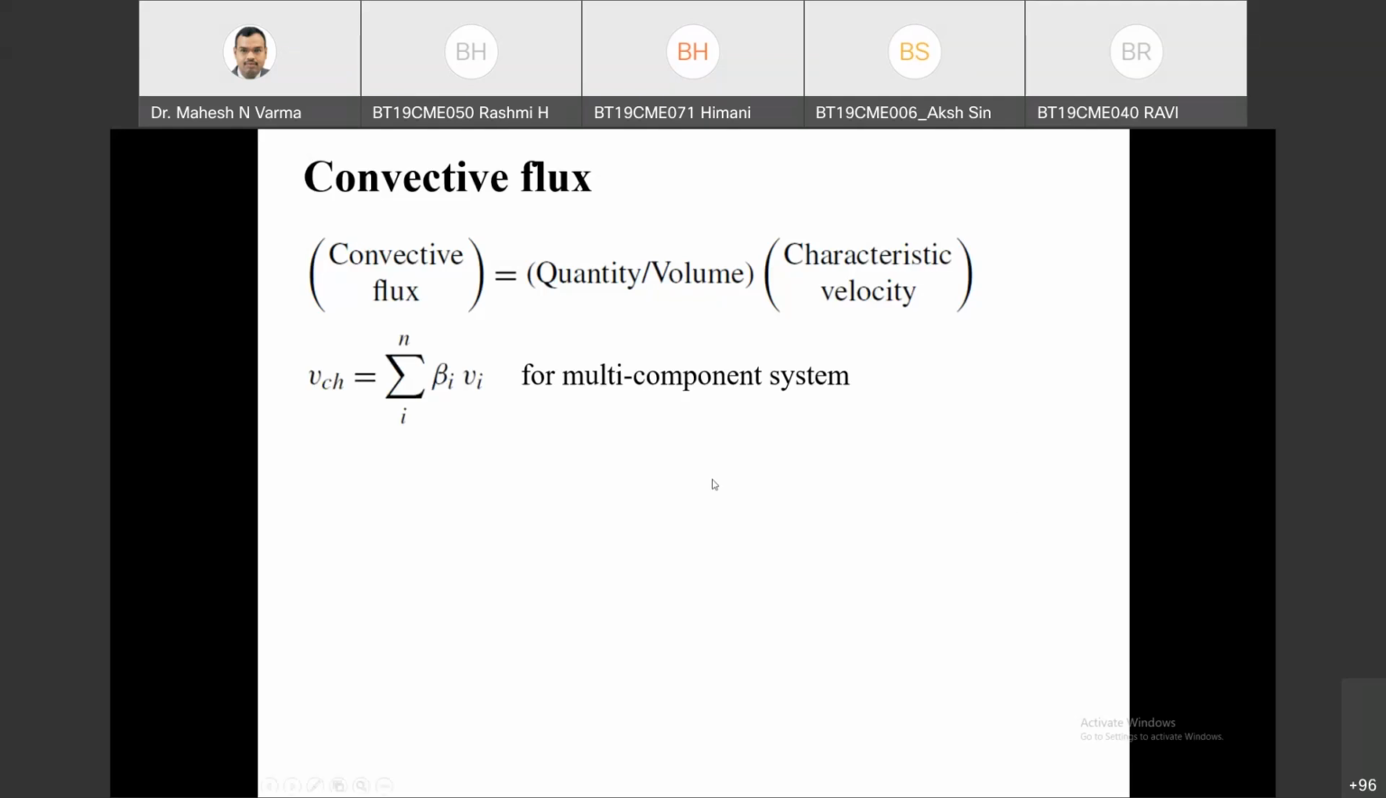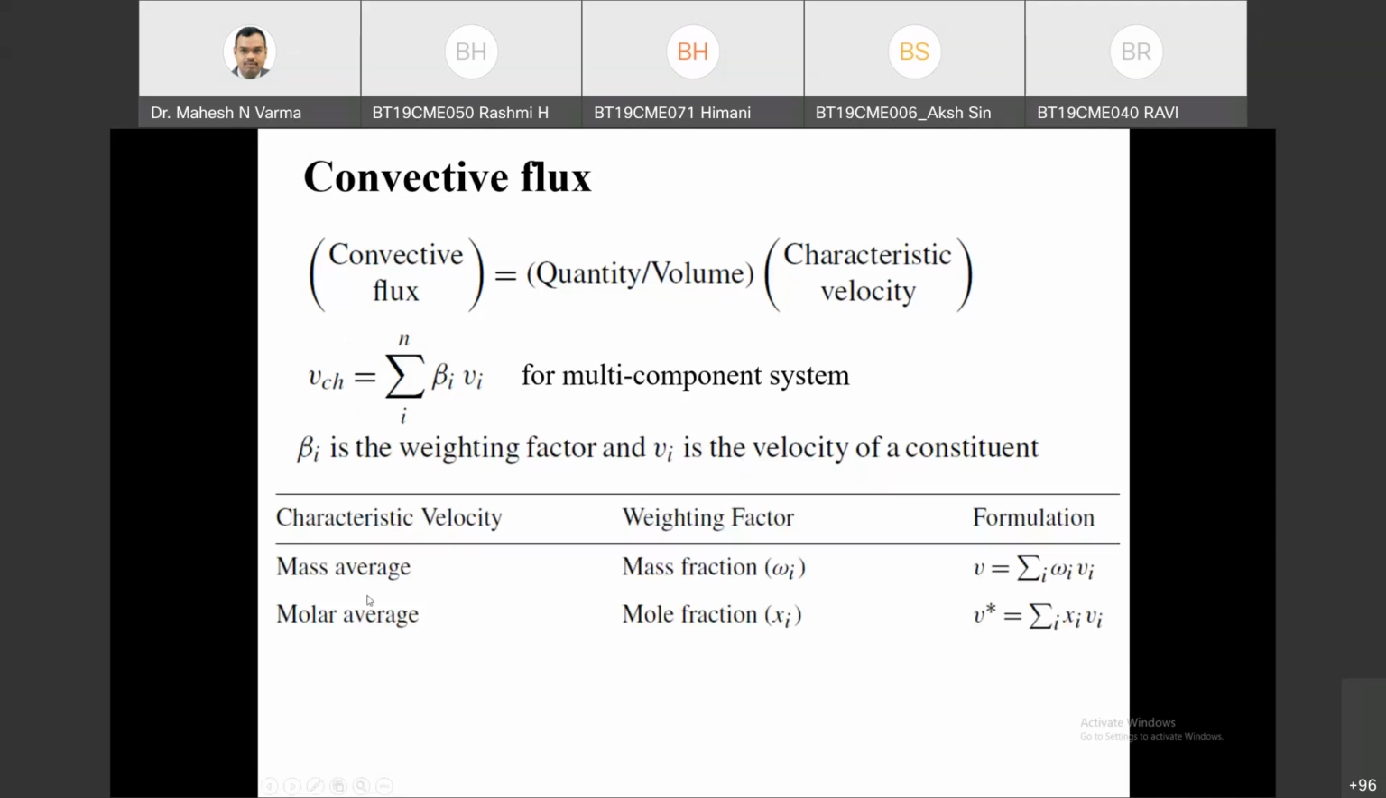Say this is the individual velocity, I will define it first of all, and then there will be a weighting factor, and the arithmetic summation of these will give me a characteristic velocity. So say, for example, bi is a weighting factor and vi is the velocity of the individual constituents. Commonly used weighting factors are mass fraction or mole fraction, multiplied by the individual velocity, and then summed. This is just one example given.